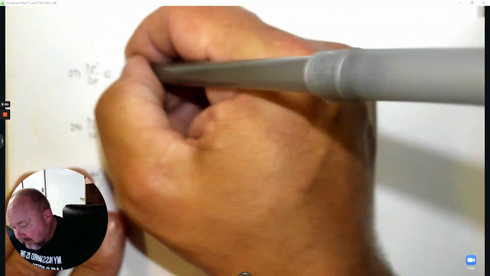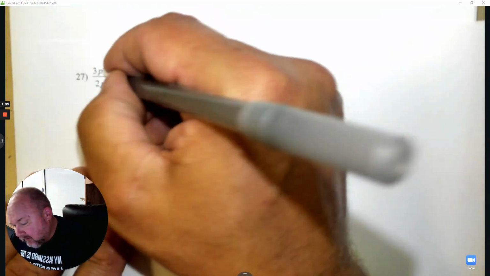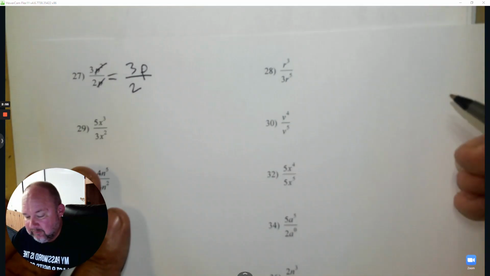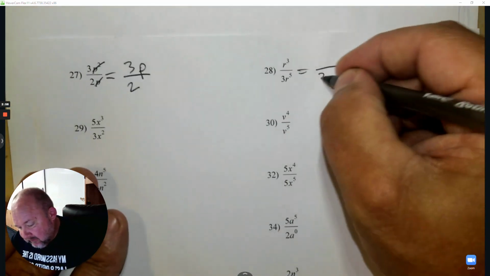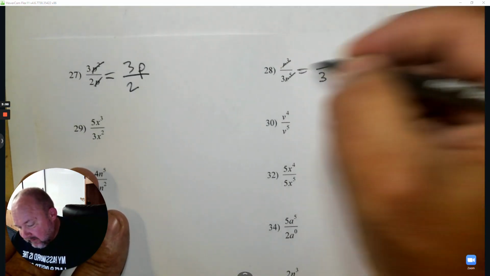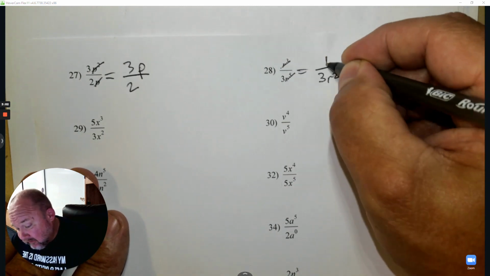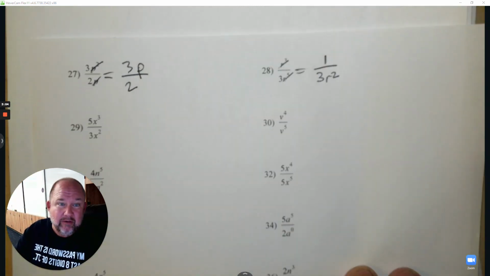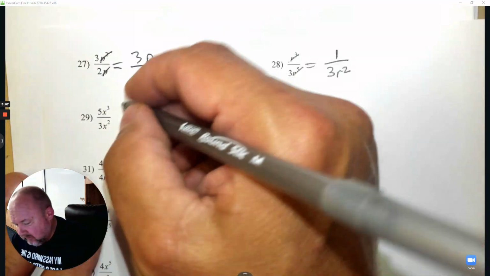So again, 3 over 2. And then when I cross these out, I have 1 more p on top. Here, I have a 3 on the bottom. When I cross these out, I have 2 more r's. Now, when you cross everything out, you can't leave the numerator empty. So it's got to have a 1 if there's nothing else there.